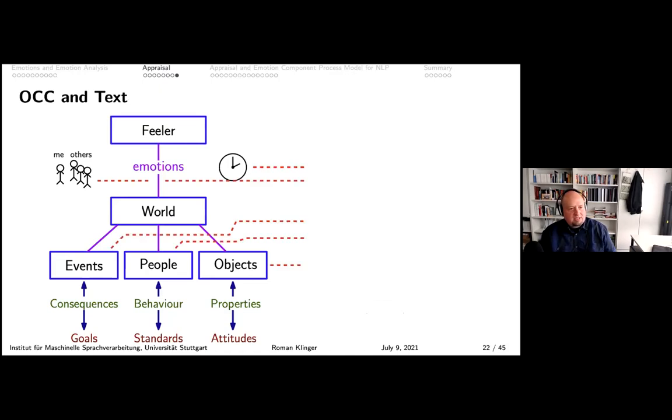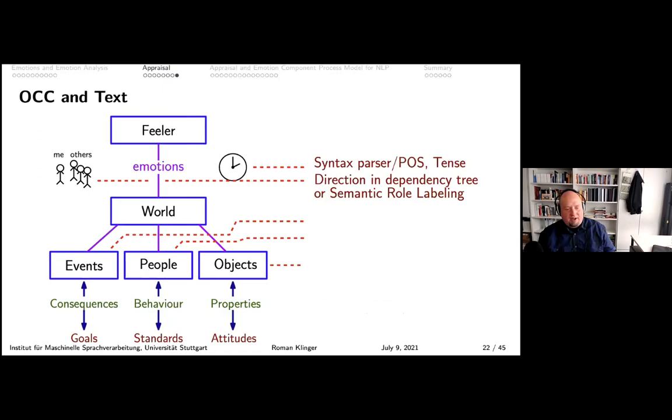So what they do is they essentially check for the time of an event description. So given a sentence, they run a syntax parser, part of speech tagger, and decide, is it about the present, past, or future? To decide if it's directed on the self or on others, they use the dependency parser in one of the papers and the semantic role labeler in the other paper, and both seems to work well.